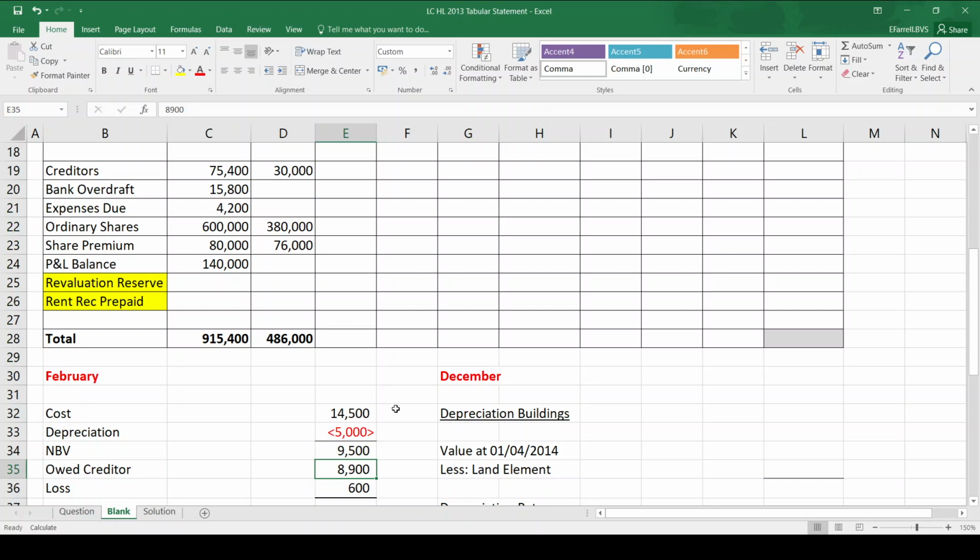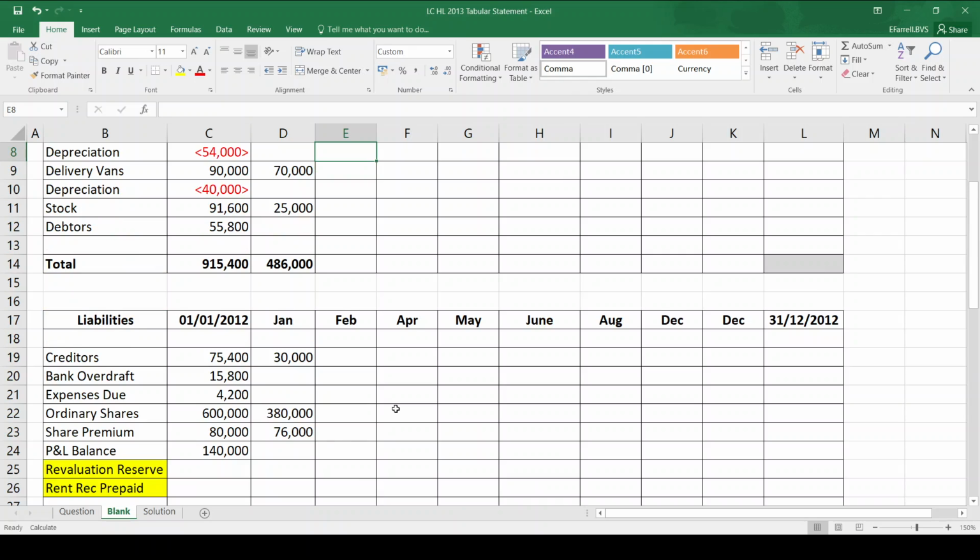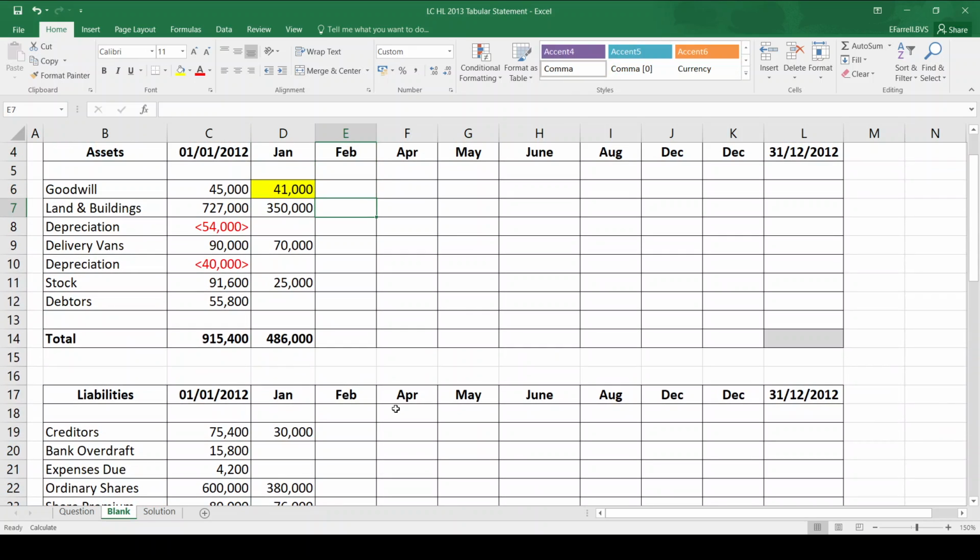And these figures have to be reflected now in the tabular statement. So if we go up to February, the first thing we're going to do is to take out the cost of the van that we sold, 15,400. We do not have that van anymore. We also need to take out the depreciation on that van, which from the working down below is 5,000. So as depreciation of vans is a minus, to take it out, I'm going to put in a plus 5,000. We do not owe that creditor 8,900 anymore because we gave them the van. So creditors are going to go down by 8,900.